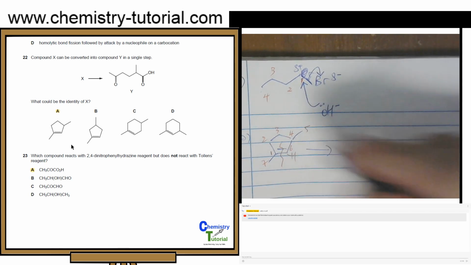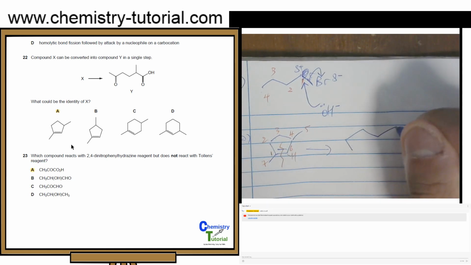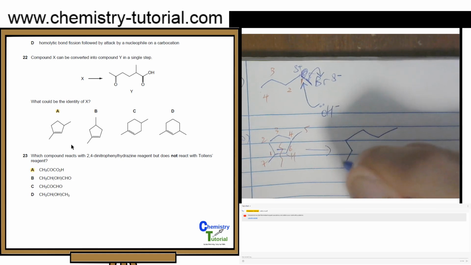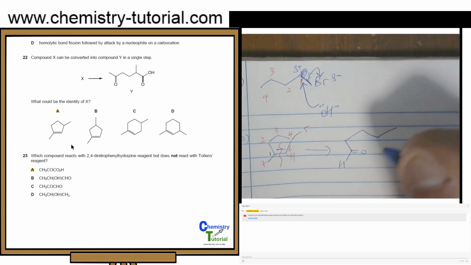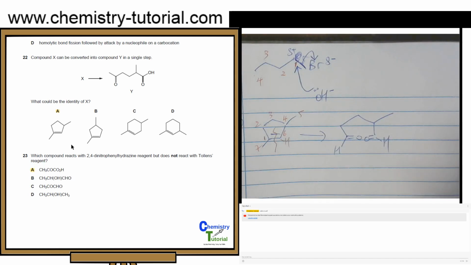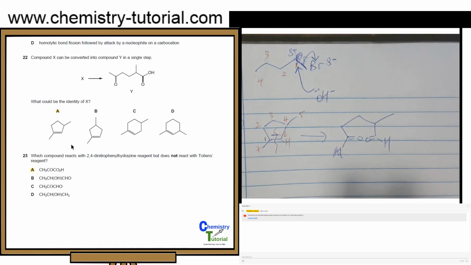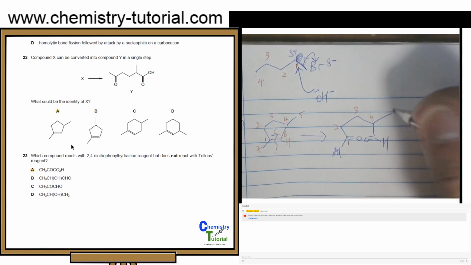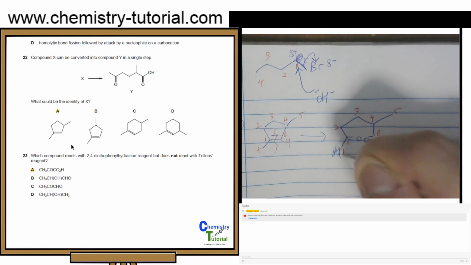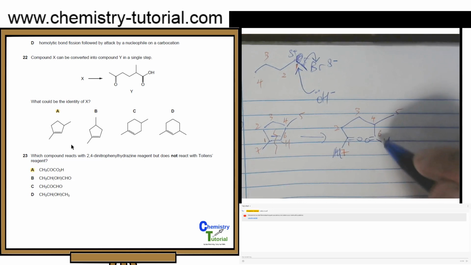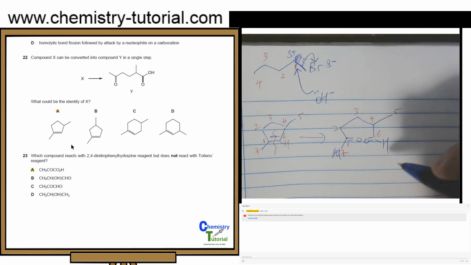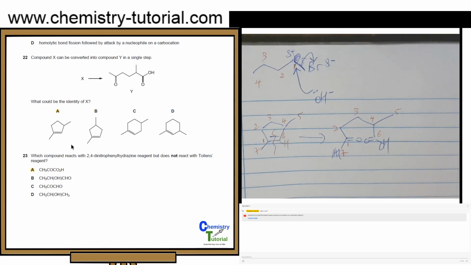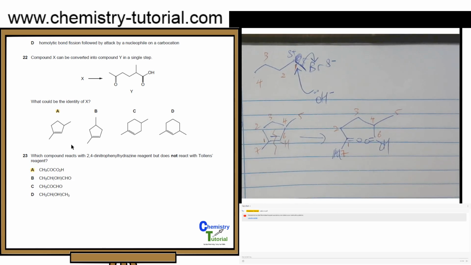So what we have is 1, 2, 3, 4, 5. So let me just do it this way first, okay? Okay, it's not drawn very nicely, but it's okay. Oops, there's a C here. So let me just put the numbers again. 1, 2, 3, 4, 5, 6, and 7. This is a methyl group. Now, because it's an aldehyde, and an aldehyde can be further oxidized to give a carboxylic acid, you notice that the answer is just option A.